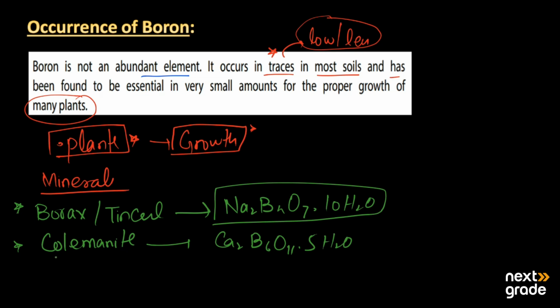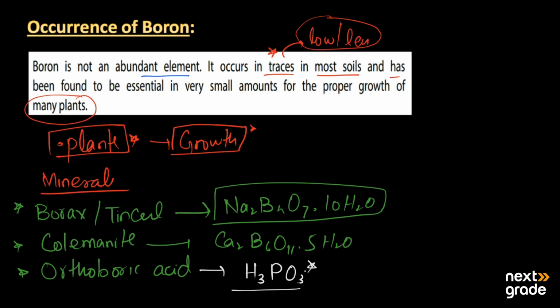Then we have orthoboric acid. This is the third mineral of boron. Orthoboric acid is mainly an acid. Its formula is H3BO3. It is mainly known as boric acid, or we can also call it orthoboric acid. So this was mainly the occurrence of boron.